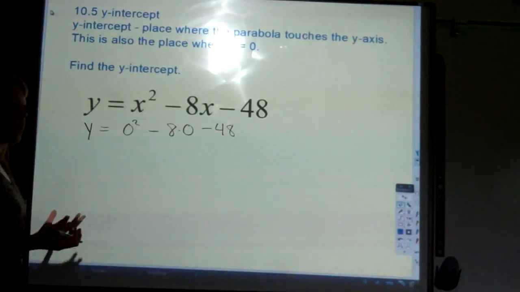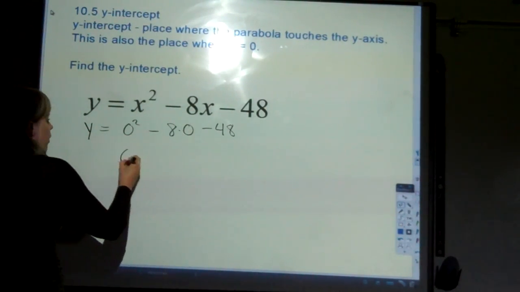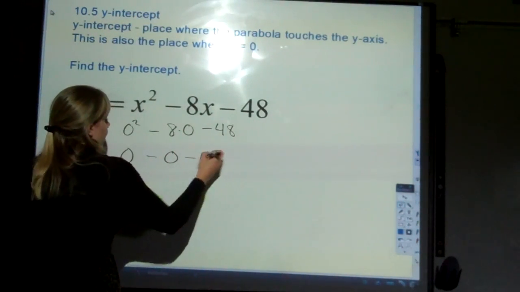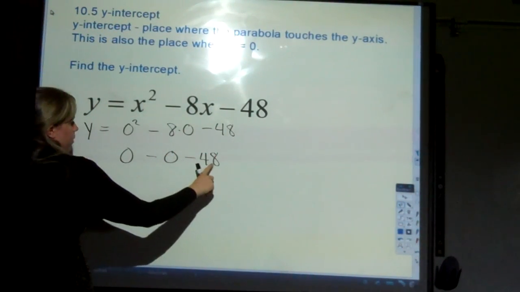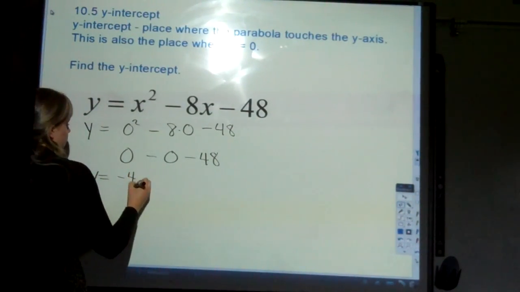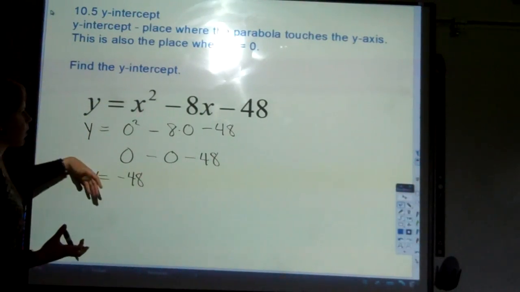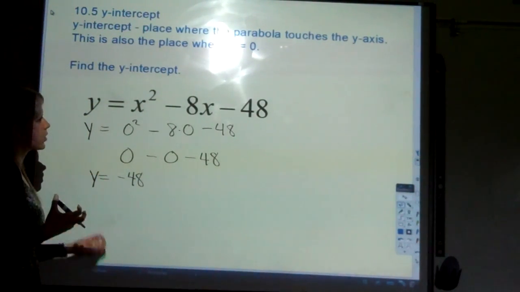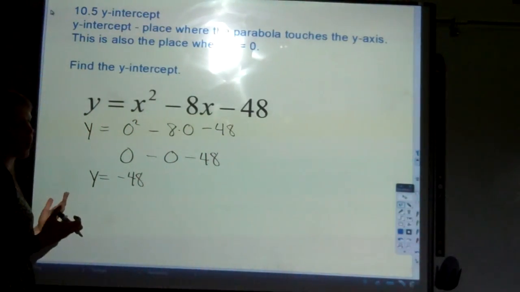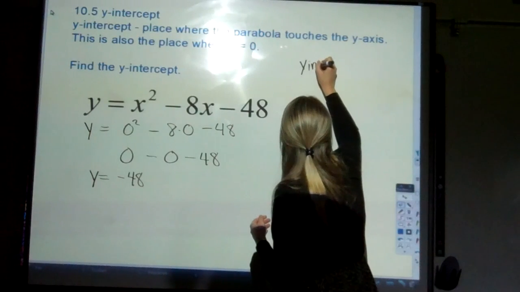Now the nice thing about plugging in 0 is that it's easy to work with. 0 squared is 0. 8 times 0 is 0. And then you see that 0 minus 48, you get your y-intercept quickly. It's negative 48. Looking at this equation, we didn't have to do much mathematics. In fact, we could have just looked at the last number without the x and saw that that's always going to be our y-intercept.